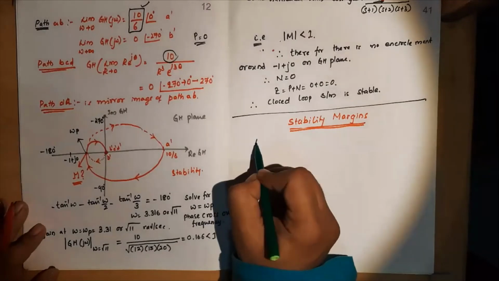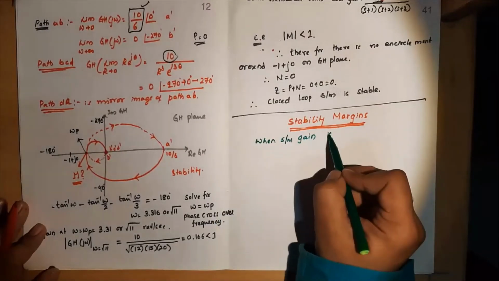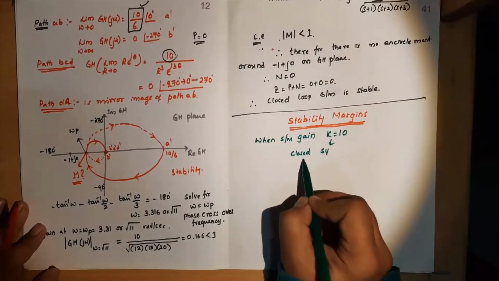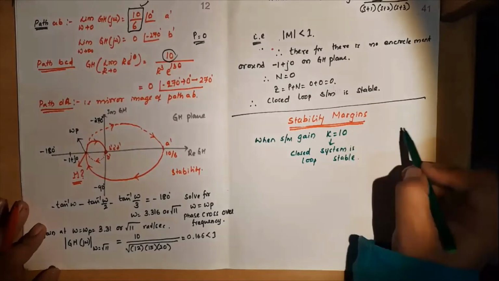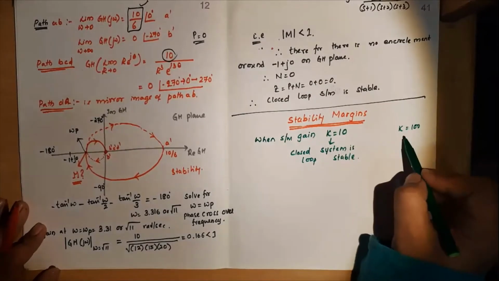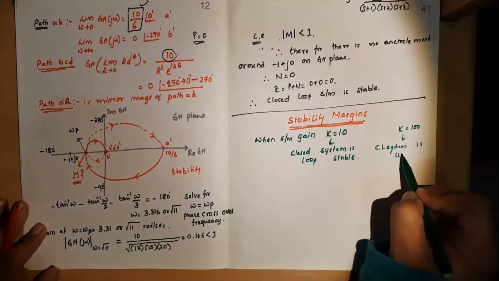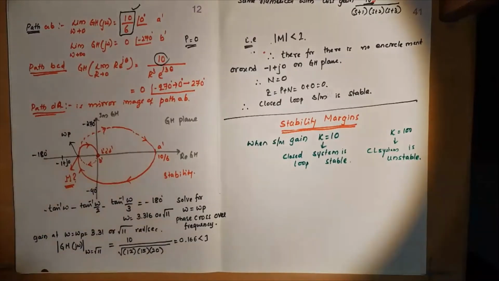I will introduce, in detail, before solving more numericals, what stability margin is. This is the right point to introduce stability margin. When the system gain was 10, k equal to 10, the closed loop system is stable. And when it was 100, the closed loop system was unstable.